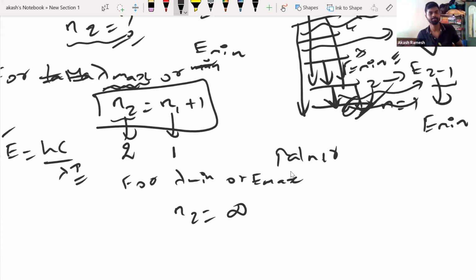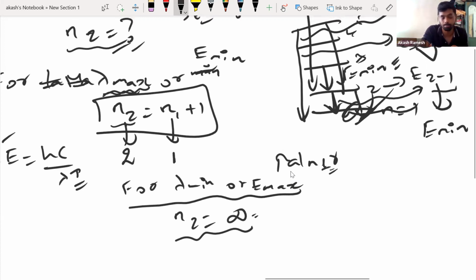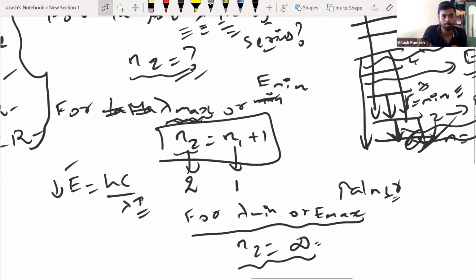Very simple. It has to start from infinity, and depending on which series you're talking about, for the Lyman series it has to come to the first orbit, for the Balmer series it has to come to the second orbit, whatever it be, but N2 has to be infinity. Where it comes from should be the infinite orbit. This is for minimum wavelength and maximum energy. And for lambda max or energy minimum, N2 should be equal to N1 plus 1.